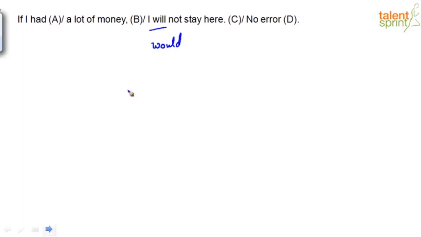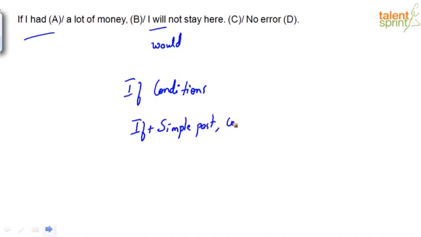What is the rule here? It's an if conditional. Remember the if conditionals? First conditional, second conditional, third conditional. For those who don't know, this is the second conditional. How do I know that? Because the form is if plus simple past, then the conditional is I would, not will, plus the infinitive. So that's why, if I had a lot of money, if plus simple past, I would not stay here. Error is in part C.